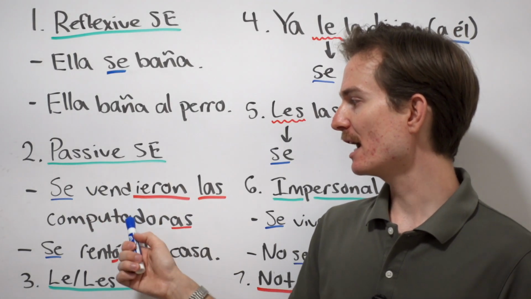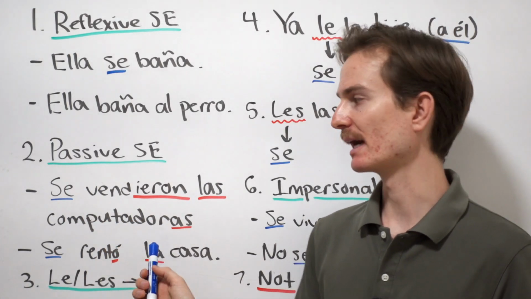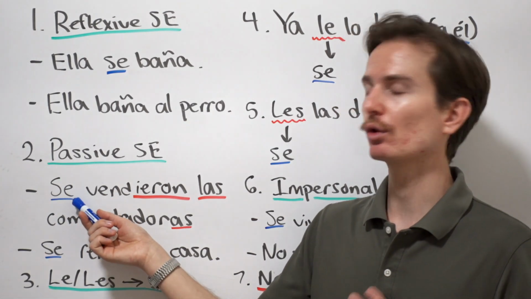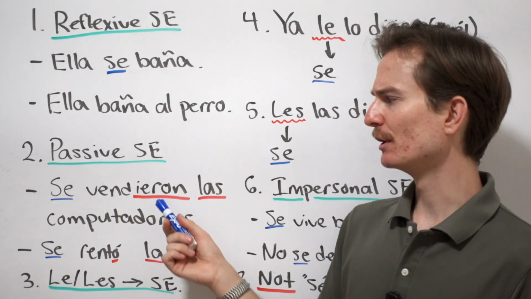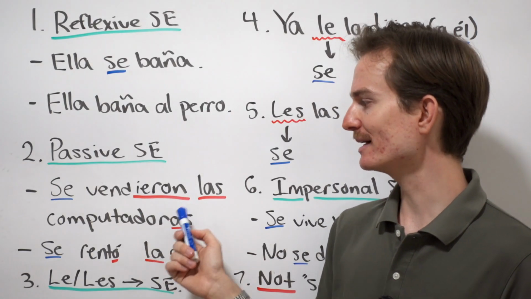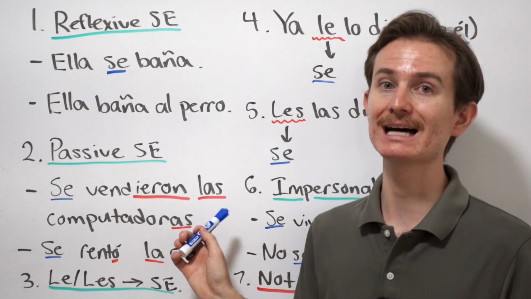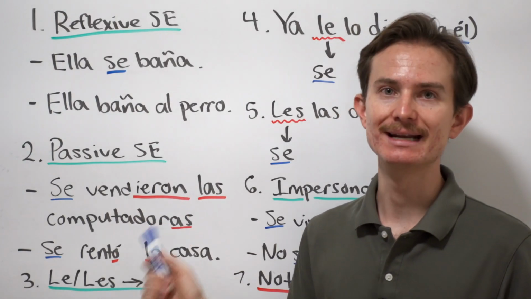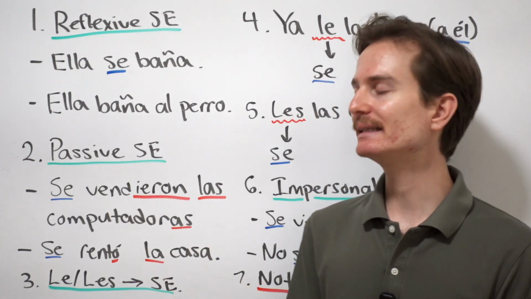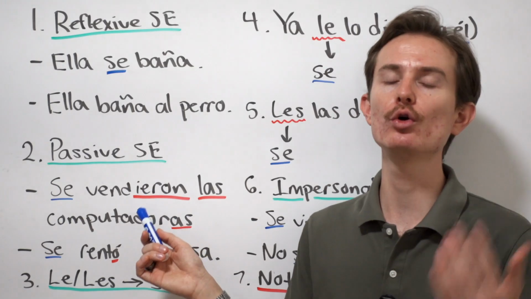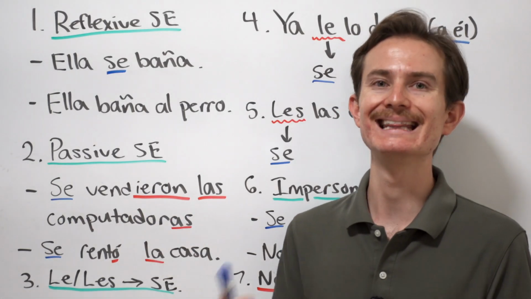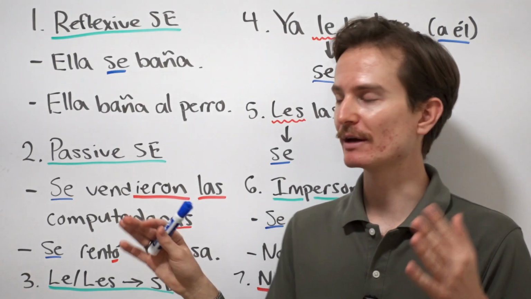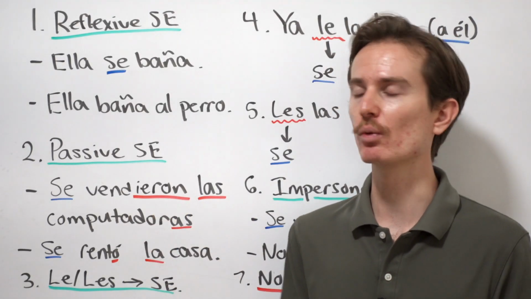So, se vendieron las computadoras. Okay? Se representing the people or person that we don't know who sold the computers. Also, notice how vender is now being conjugated based off of las computadoras. So now this is being conjugated based off of this noun. It's a bit tricky, but the idea here is simply to remember that we don't know who or what sold these computers, and therefore we will say se. Like I said, I don't use this one a whole lot, so if this confuses you or you struggle with it, don't worry about it too much.